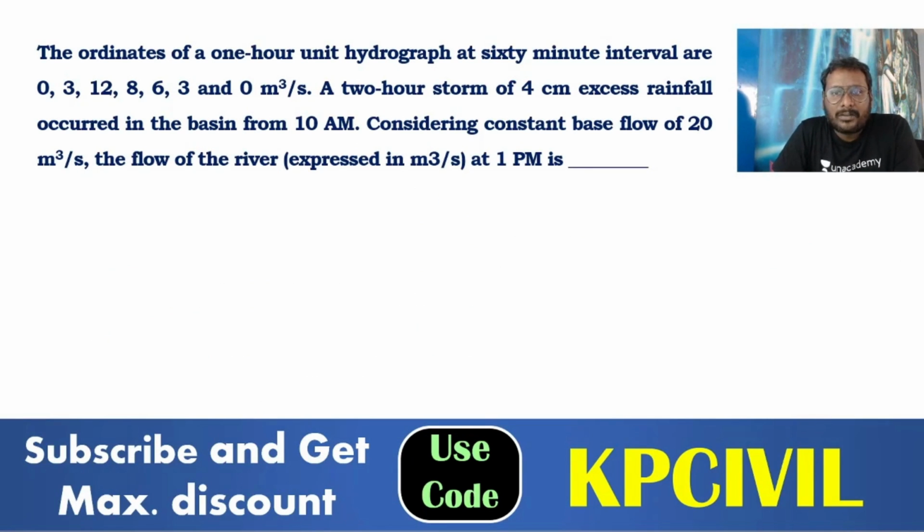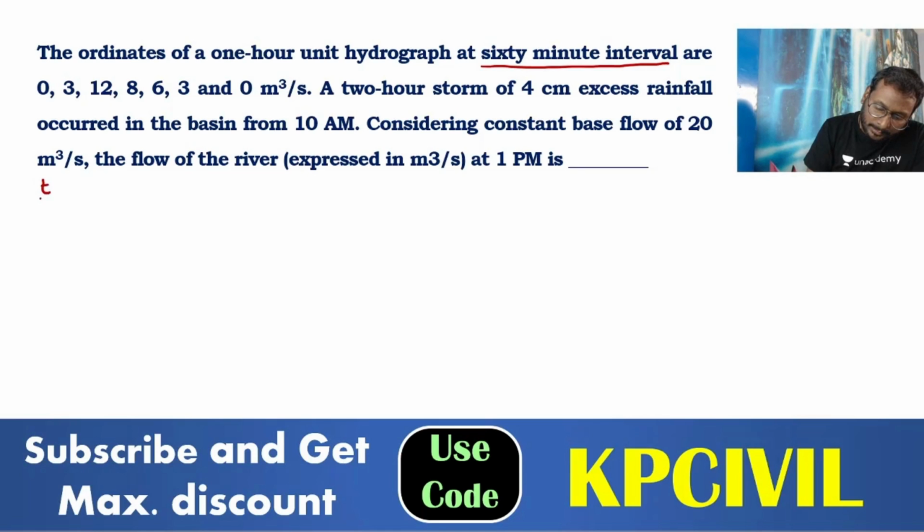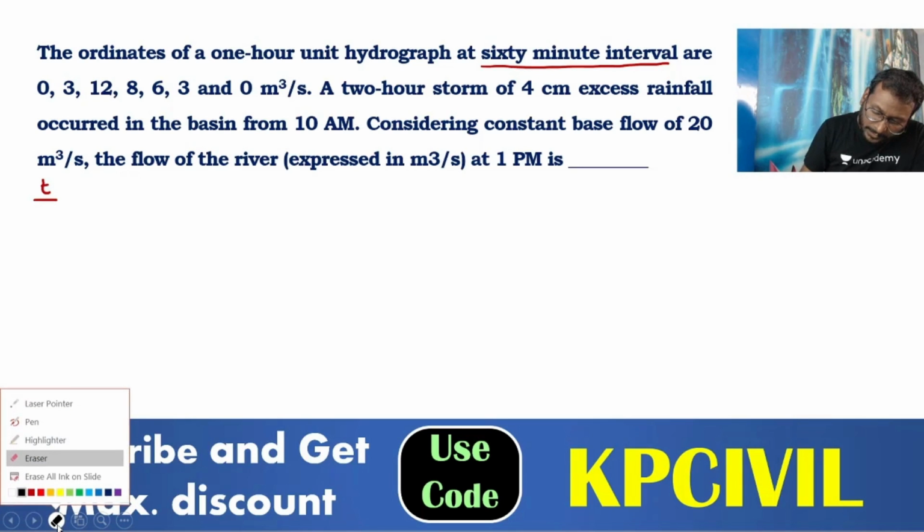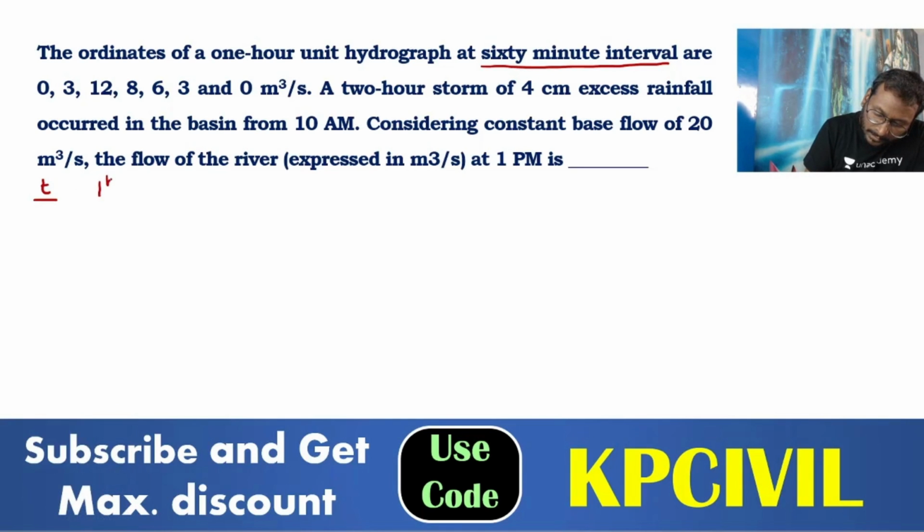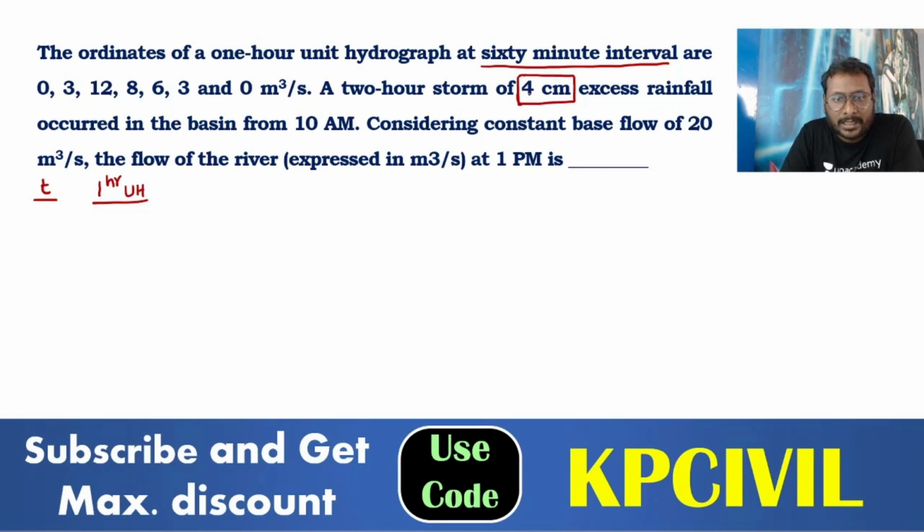The ordinates of a 1 hour unit hydrograph at a 60-minute time interval are given. So I am taking time and 1 hour UH ordinate. A 2 hour storm of 4 centimeter excess rainfall occurred in the basin from 10 a.m.